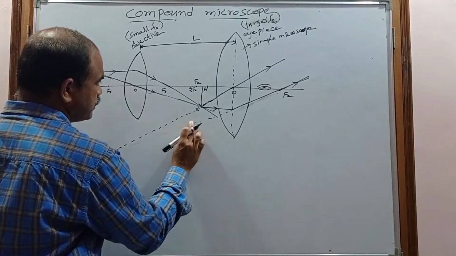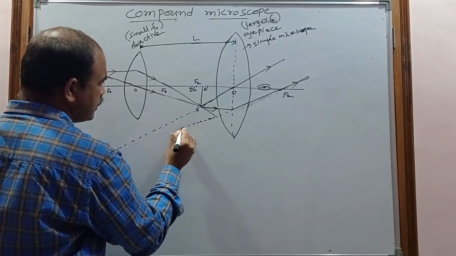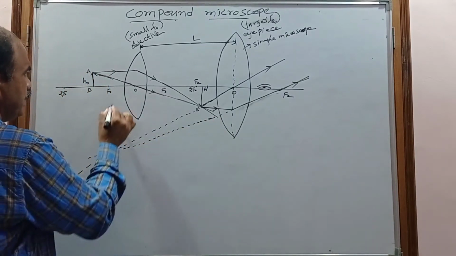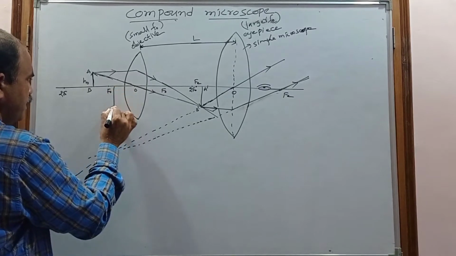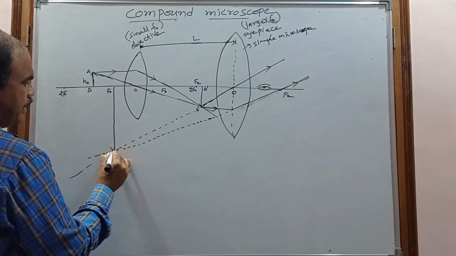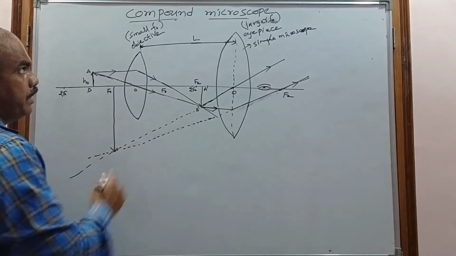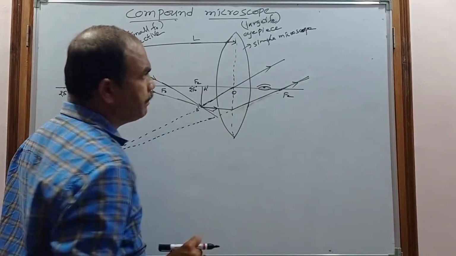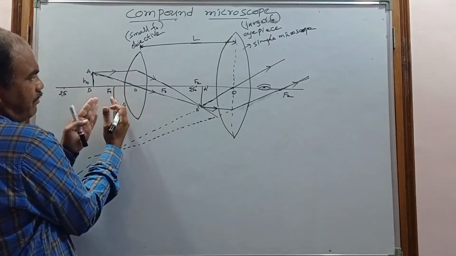These two rays intersect here. So here the image is formed. This is the final image formed. By whom? The compound microscope. Or this is the image formed by whom? The eyepiece. Now it is a virtual image.